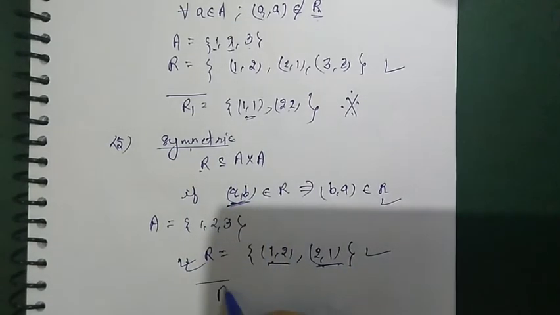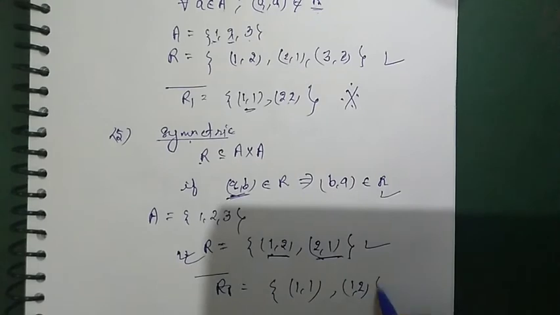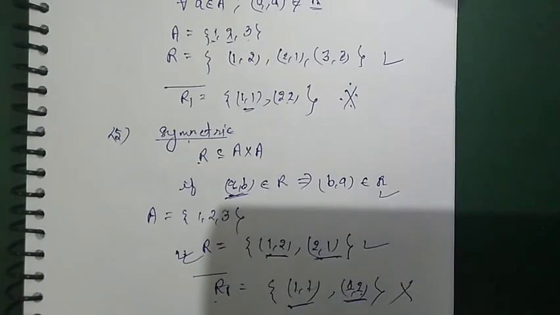But if you take another relation, say R1, as (1,1) and (1,2). For the first ordered pair (1,1), the converse of this ordered pair is also (1,1), so (1,1) is here. There is no problem for this element, but we have to check for this element, which is (1,2), but its converse (2,1) is not here. So this relation R1 is not a symmetric relation.